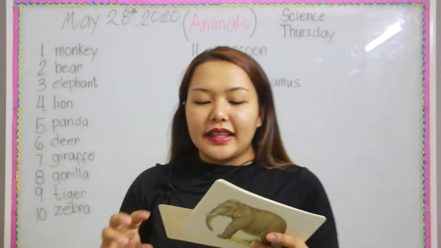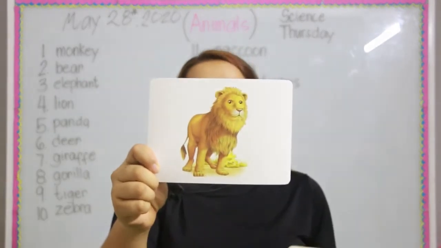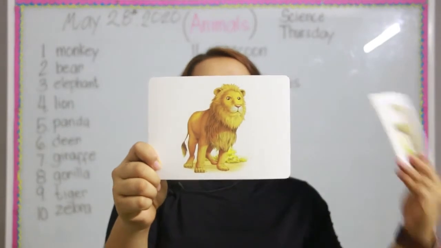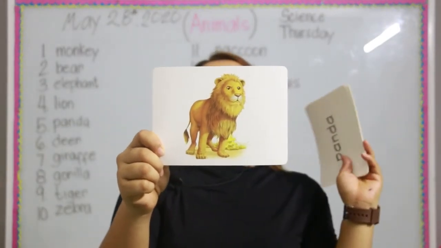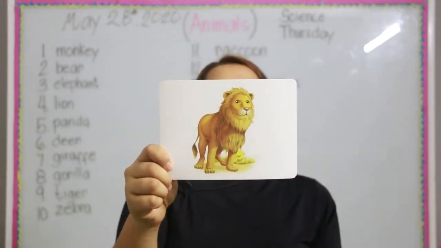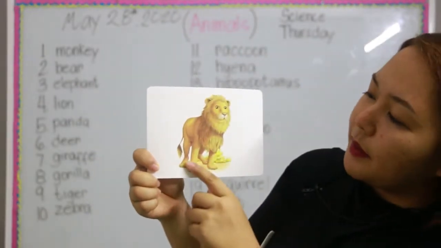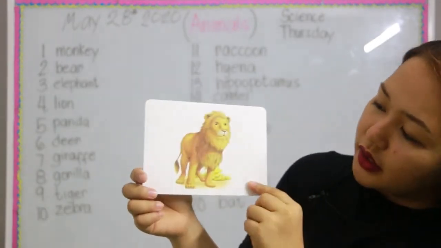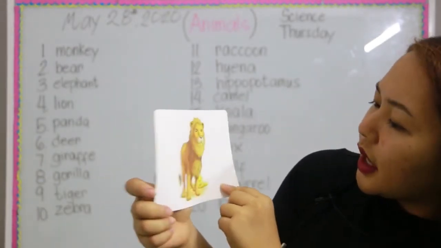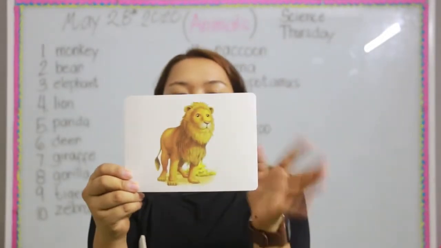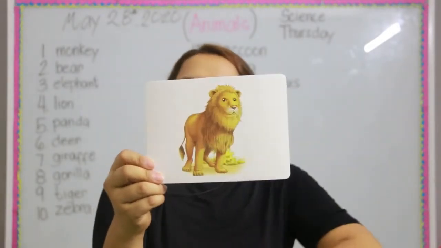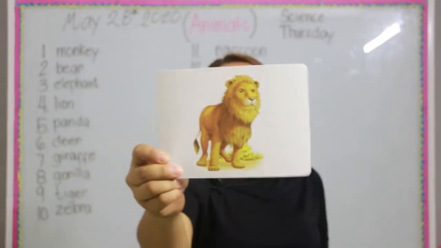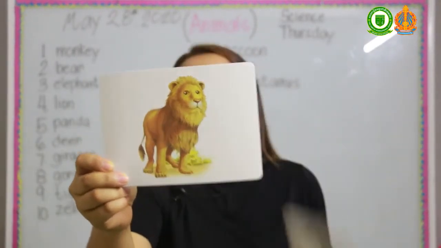Okay, number 4, we have lion. Lion. Lion looks like this. So lion, they say, is the king of the jungle because they're very strong and very dangerous. So lion, it can be big too. It's brown in color, and they don't look scary, but they are dangerous because they eat meat.